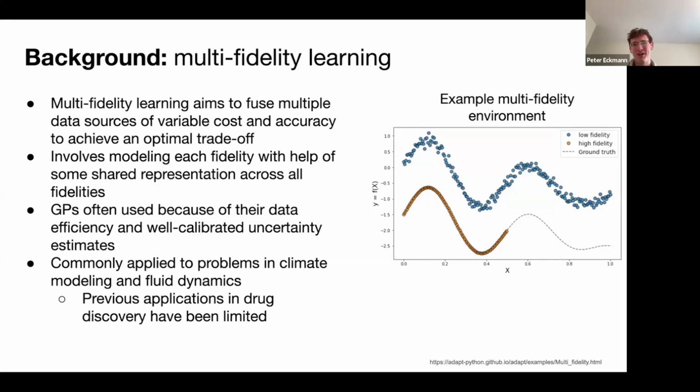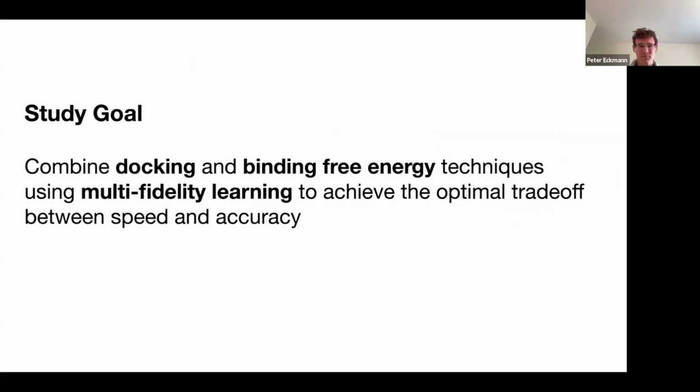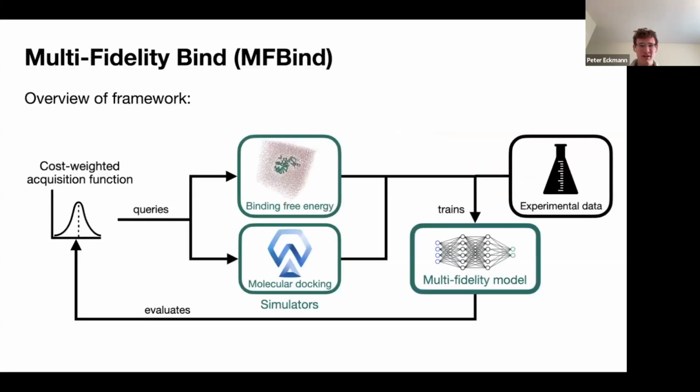you train multiple models maybe on a subset of data or something to kind of simulate something that's low fidelity. But so far, no one has really utilized real simulators and real costs and applied it to this multi-fidelity modeling. So our study goal was to combine docking and binding free energy techniques using multi-fidelity learning to achieve the optimal trade-off between speed and accuracy.